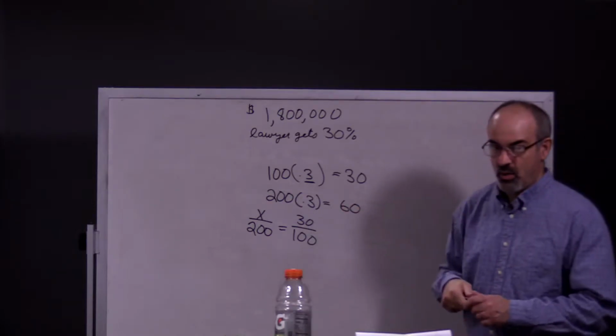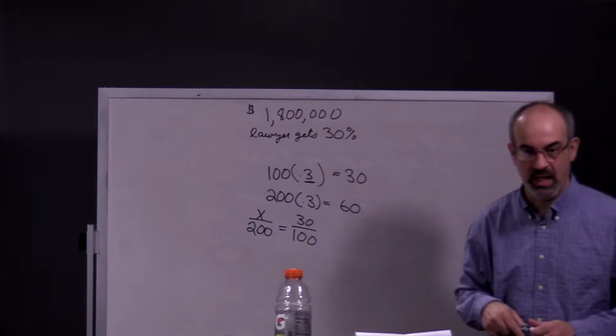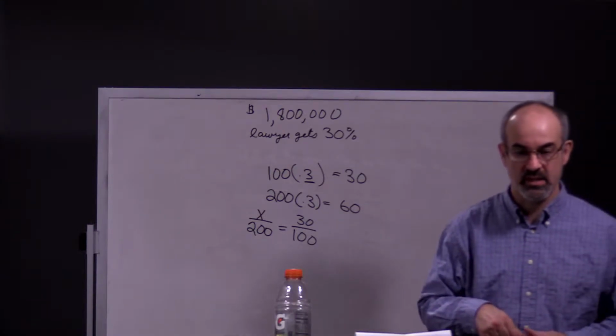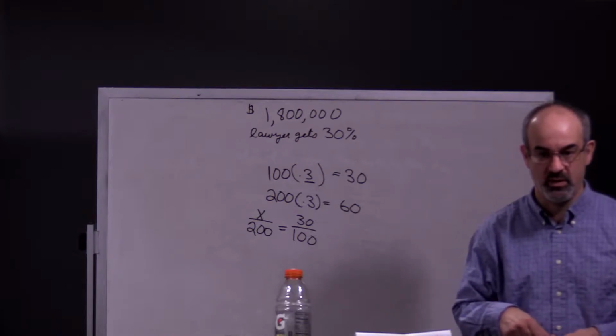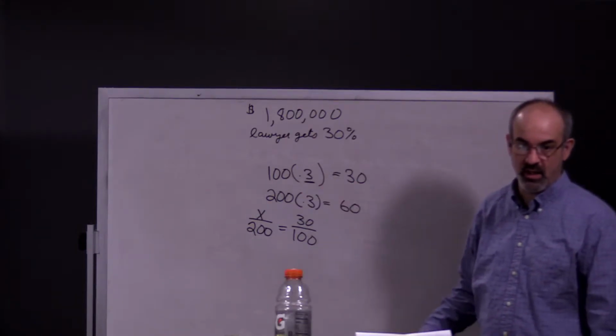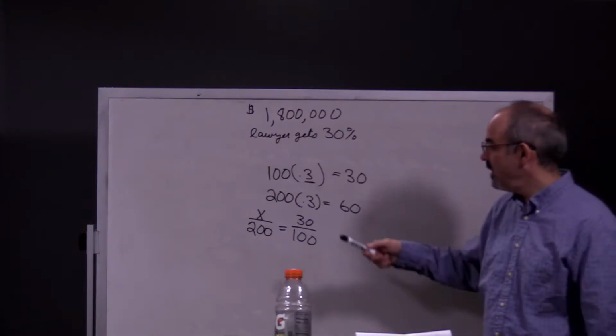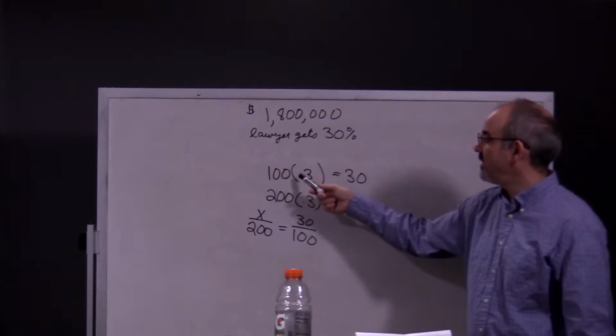You just take the amount of money, multiply it by the decimal that's equivalent to the percent. You don't multiply 100 by 30 because 30% isn't the number 30, it's the number 0.3. So you just multiply the 100 by 0.3.